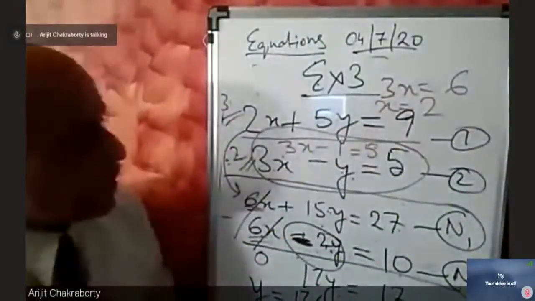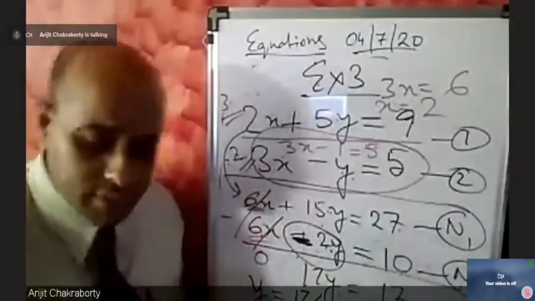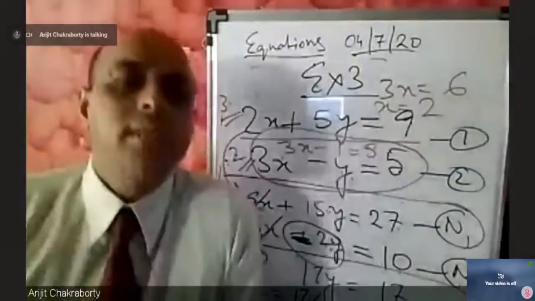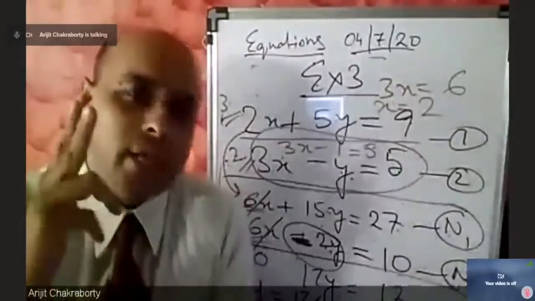So dear friends, in this example, example number 3, we have seen that when we are getting a simultaneous equation, we are having two unknowns and two equations.